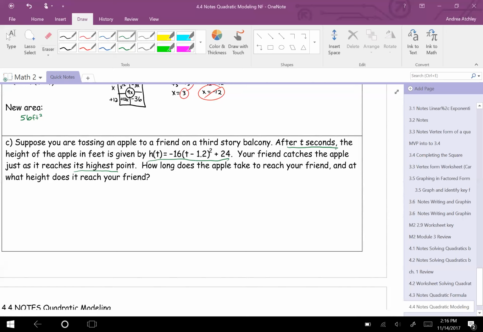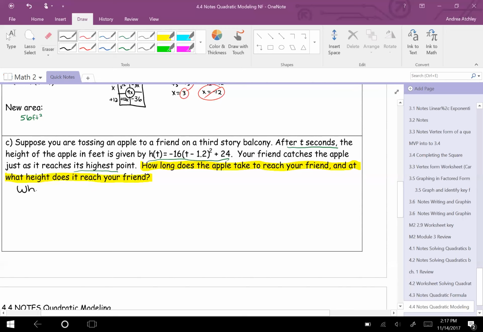How long, okay, that's a question. How long does the apple take to reach your friend? And at what height does it reach your friend? That's what it's asking. Now, we need to ask ourselves, what are we looking for? The highest point, right? Because that's where it's going to reach my friend, and what height. That will give me the time and the height, which is what I'm looking for, okay?